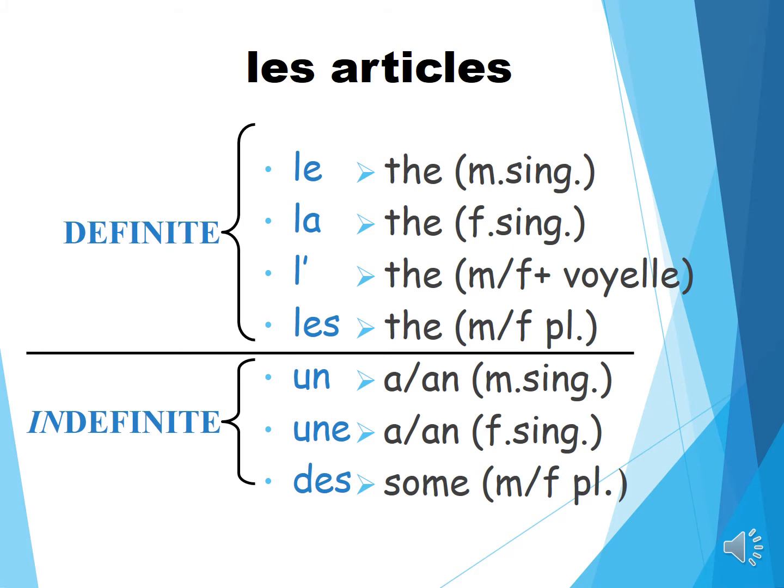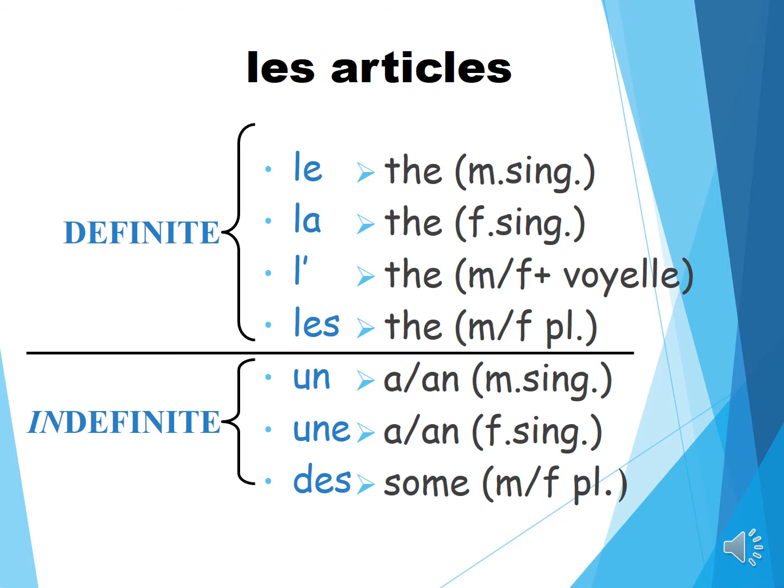You have four definite articles, as you can see on your screen: le, la, l', and les, and all four mean "the" in English. The first one is le, used for a masculine singular noun. Then you have la, used for a feminine singular noun. Then you have l', which is used in front of a masculine or feminine noun that starts with a vowel. Then you have les, used for masculine or feminine plural nouns.